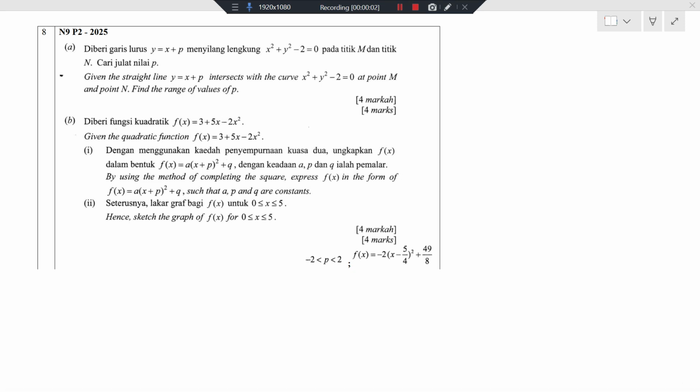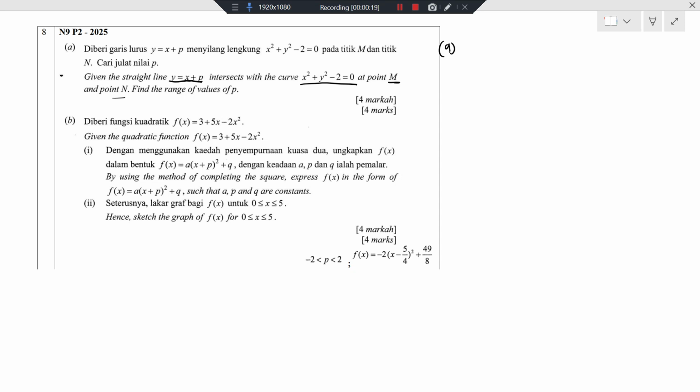Okay, now question number 8. Okay, question number 8. Let's read the question first. Given the straight line y equal to x plus p, intersect this curve at point M and N. Find the range values of p.